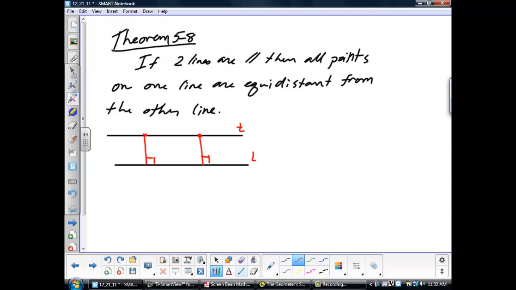And what I know is that these lines are parallel. That's my given information. That's key. We'll go ahead and call this point A and this point B, and then where that perpendicular intersects line L, X and Y.